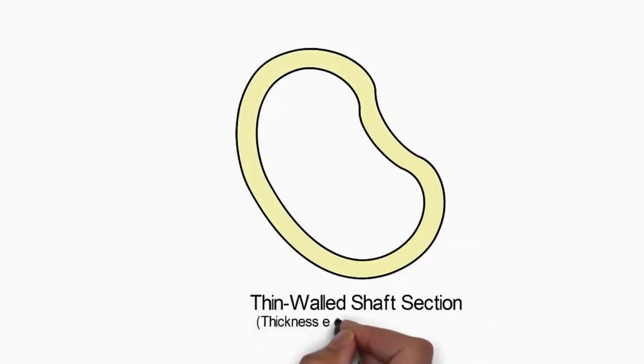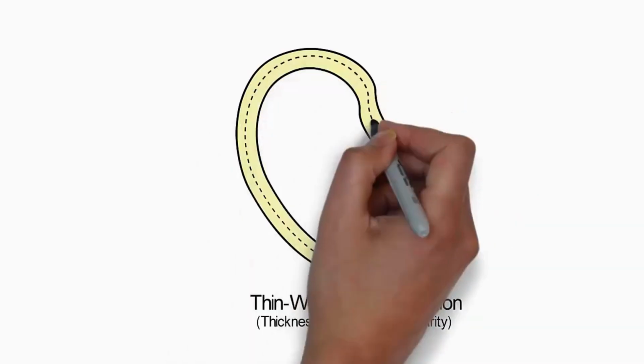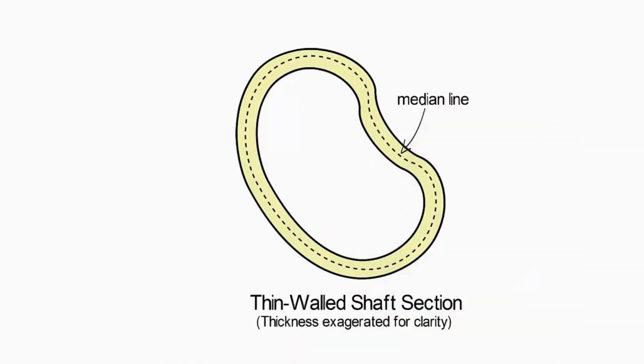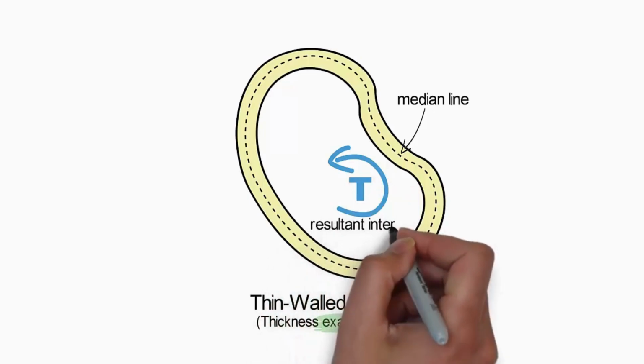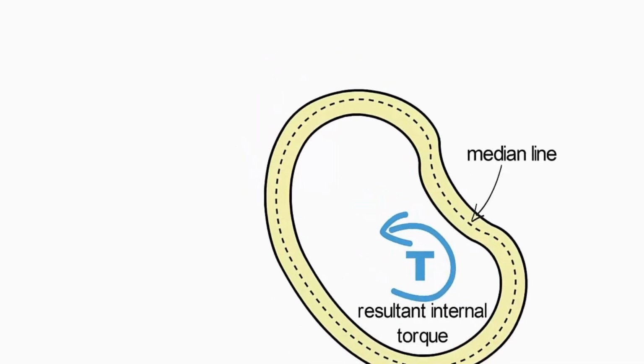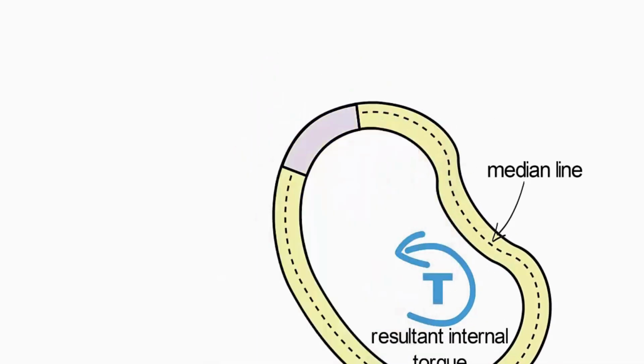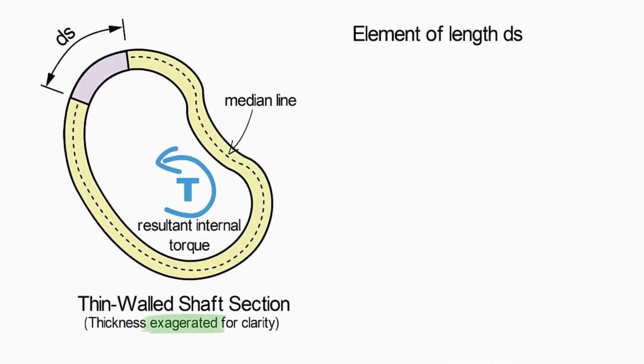In the drawing shown here, the wall thickness has been exaggerated so that we can more clearly annotate it during our derivation. However, it is important that the conditions for a thin-walled shaft discussed in the previous video still apply. If torsion is being transmitted by this shaft, there will be an internal torque which we will label T acting on the cross-section. This torque is a resultant of the shear flow acting along the perimeter of the cross-section. To relate these, let's consider an infinitesimal element of the shaft perimeter with a length ds.